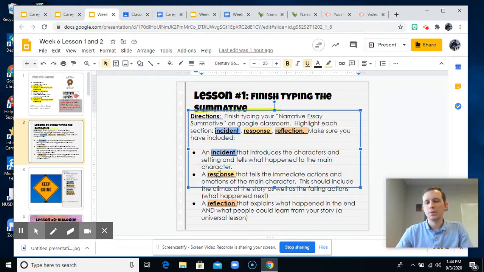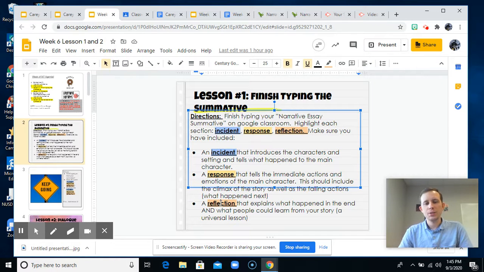Those would all be things that go inside the response, as well as any following actions, which would be like the consequences of what happened. What's the next thing that happened after that? What did you do after that point, as we get towards the end of our story, right, and wrapping it up. And then the last thing included in your narrative is the reflection.